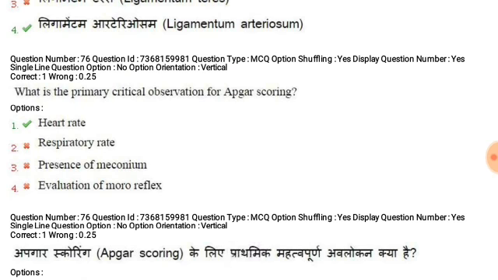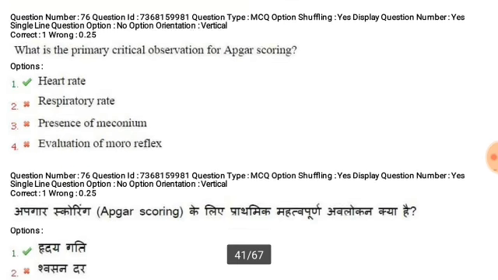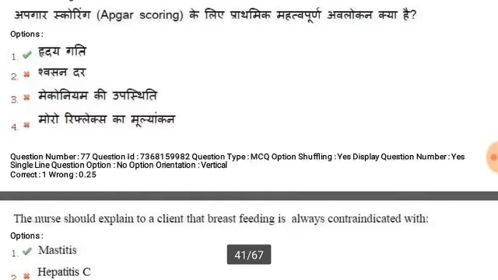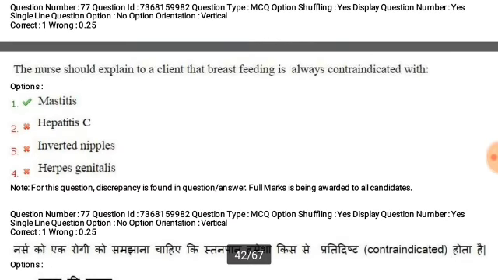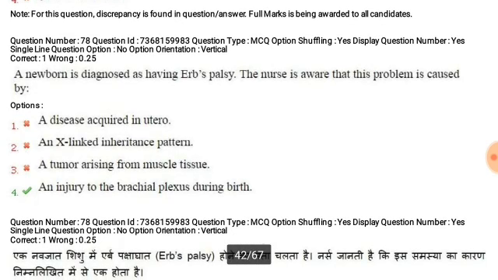Next one, 76. What is the primary critical observation for Apgar scores? That is heart rate. Next one, the nurse should explain to the client that breastfeeding is always contraindicated with: A. mastitis, B. hepatitis C, C. inverted nipples, D. herpes genitalis. The answer is 1, that is mastitis.